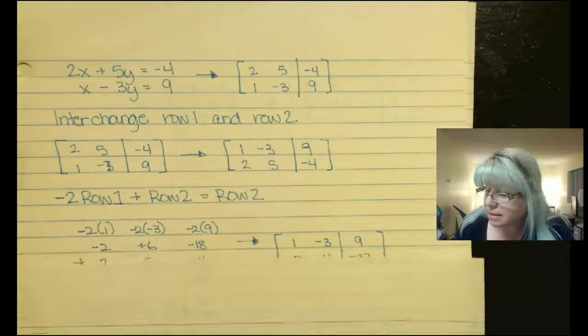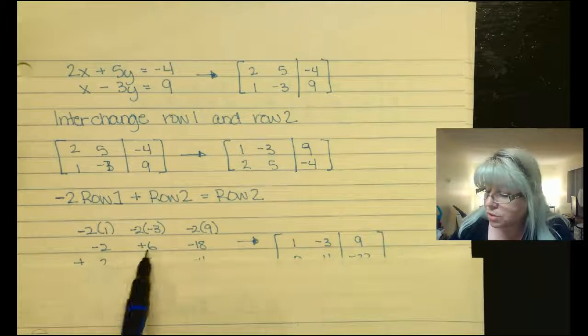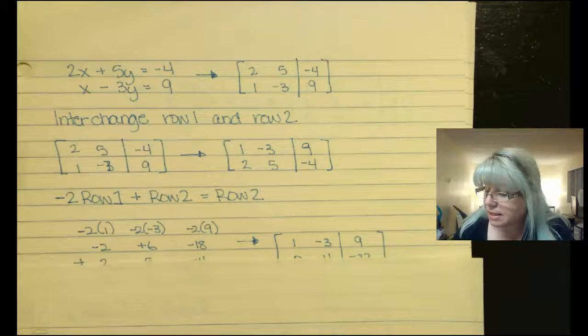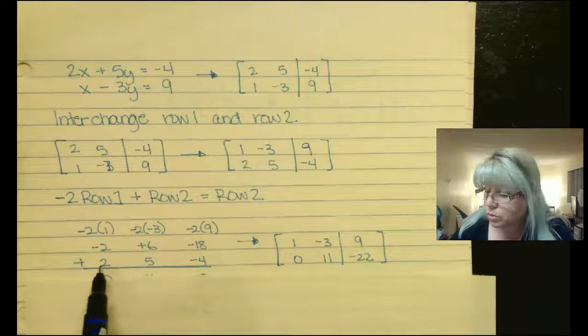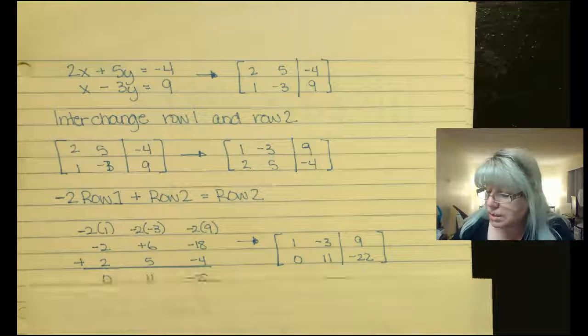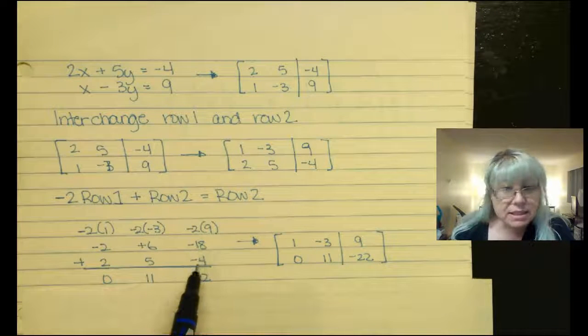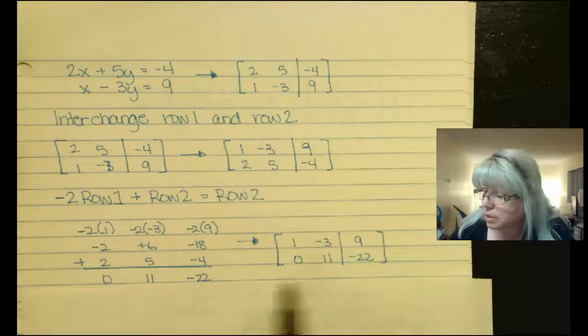Negative 2 times 1, negative 2 times negative 3, and negative 2 times 9 will give us negative 2, 6, negative 18. Let's add it to row 2. Negative 2 plus 2 is 0. 6 plus 5 is 11. Negative 18 minus 4 is negative 22. Let's put it in to row 2.